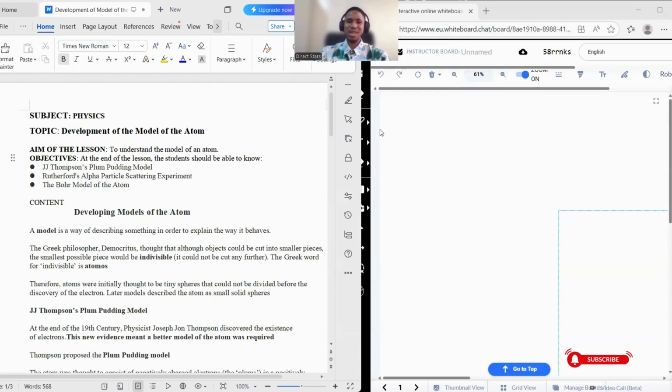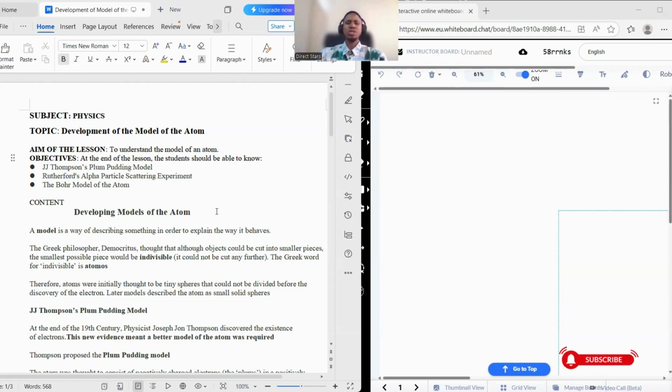Our topic for today is development of the model of the atom. Our subject is physics. Aim of today's lesson is for you to understand the model of an atom. Objective is for you to know what J.J. Thomson plum-pudding model is, what Rutherford alpha particle scattering experiment is, and the Bohr model of the atom.